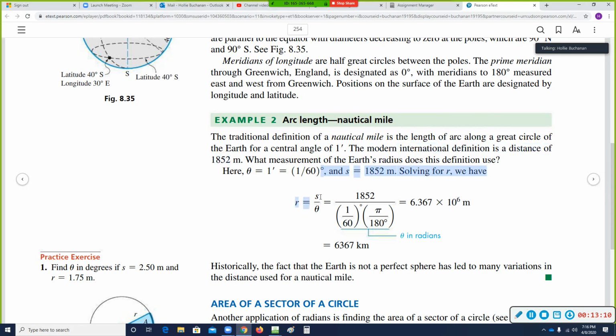The arc length is radius times angle in radian measure. So if we solve for the radius, that's arc length divided by this angle in radian measure. This was actually written in degrees, so I have to convert it into radian measure and get a computation. In fact, the Earth isn't a perfect sphere, and there are lots of variations.